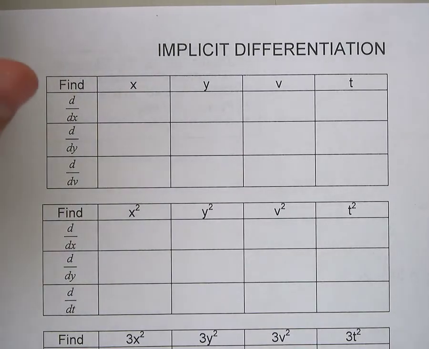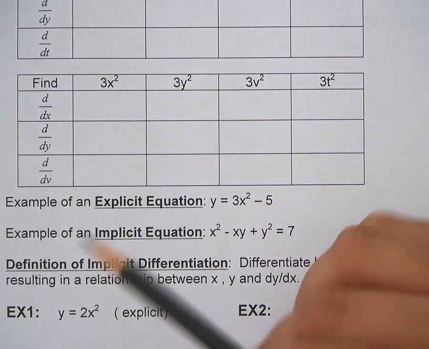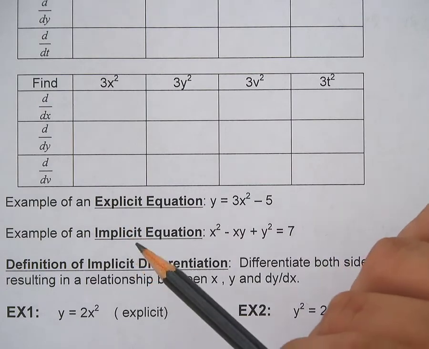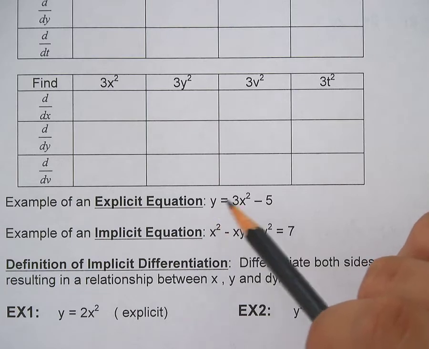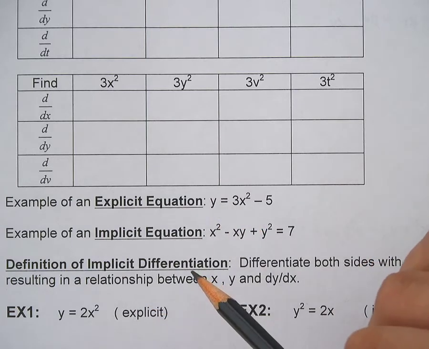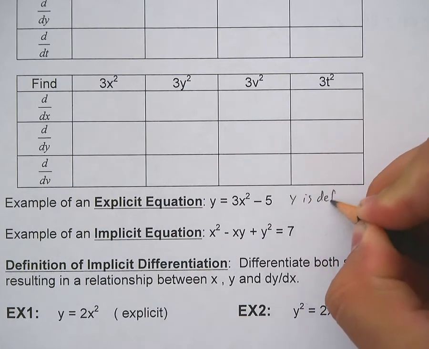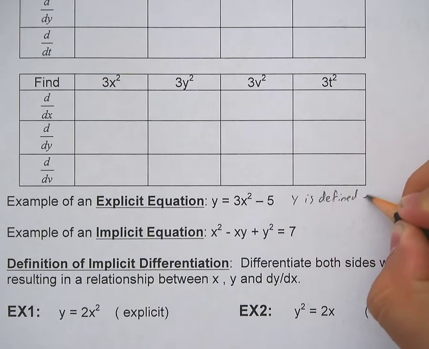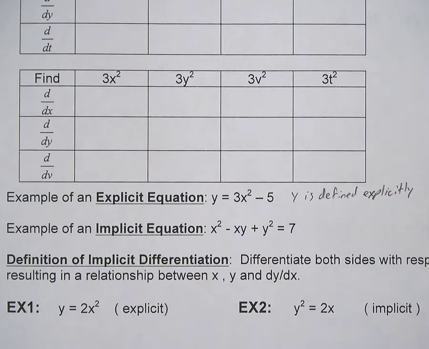So what I'm actually going to do is have you go about midway down your notes here. It gives you an example of the difference between explicit and implicit. Now, explicit is when you have something defined as y equals something, right? What we say is that y is defined explicitly. That means that it's y equals something.